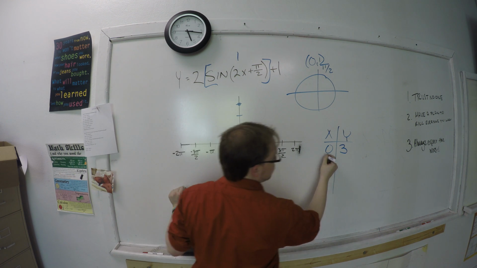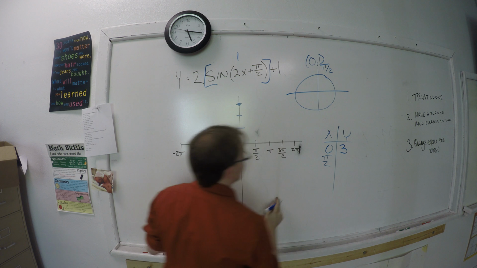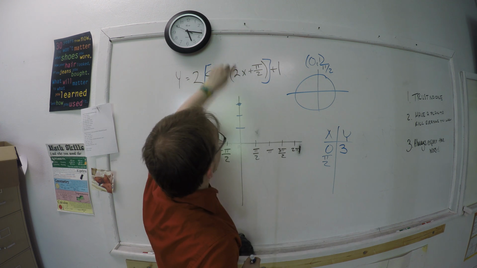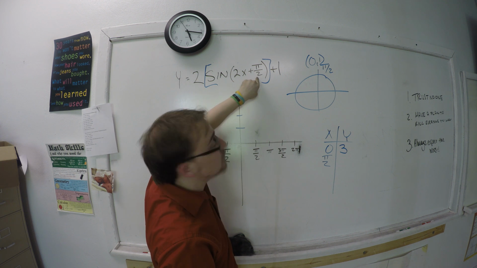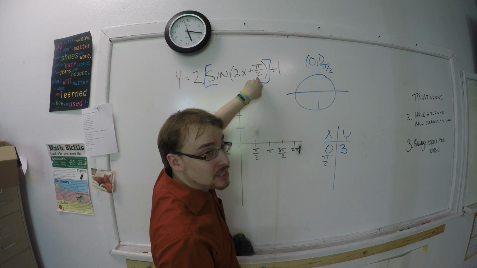Let's plug in pi over 2. So when we plug in pi over 2 for x, what do we get for y? Well, let's plug it in. 2 times pi over 2 is pi. Pi plus pi over 2 is 3 pi over 2. Do you see how that is? It's 1.5 pi, which is 3 pi over 2.